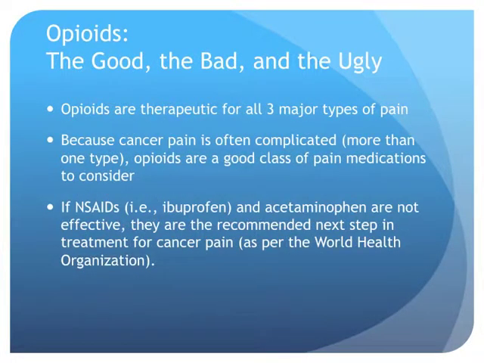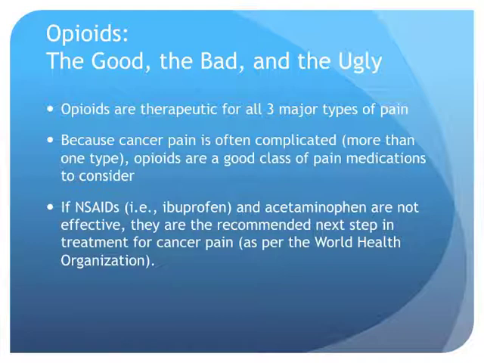Moving on from there, considering a major class of medication used for the treatment of pain, opioids. I entitled this The Good, the Bad, and the Ugly. I think opioids offer tremendous benefit for cancer pain because they are therapeutic and effective in all three major types of pain I've mentioned: somatic, visceral, and neuropathic. They are not the only agents that can be used for pain, but they play a primary role.